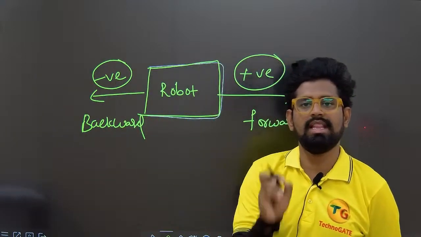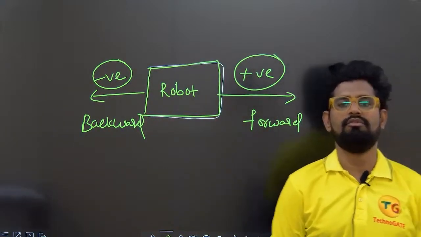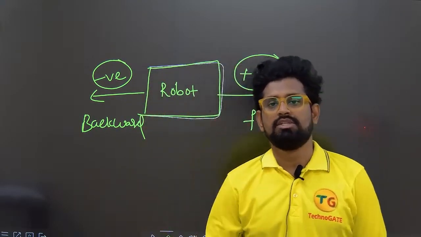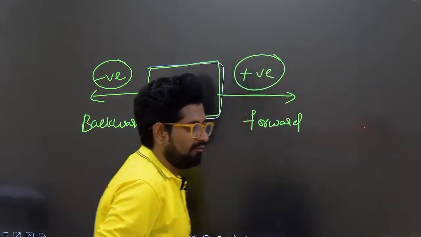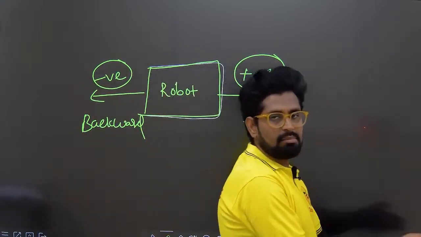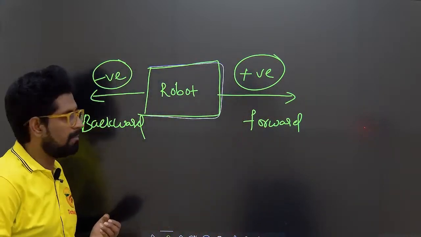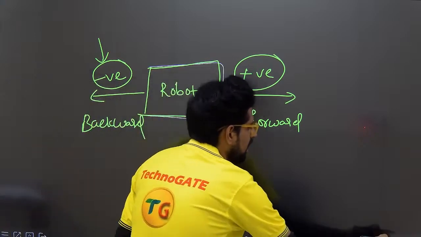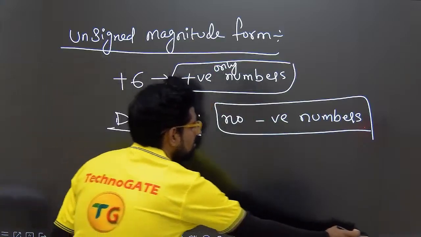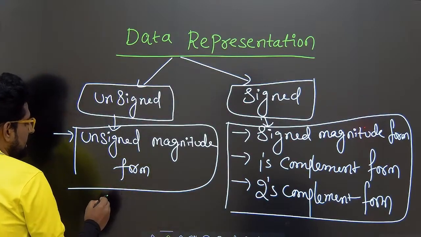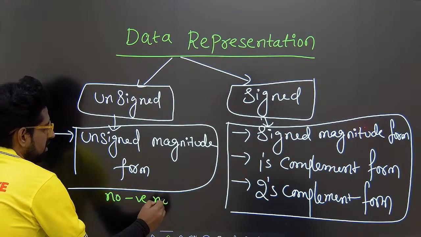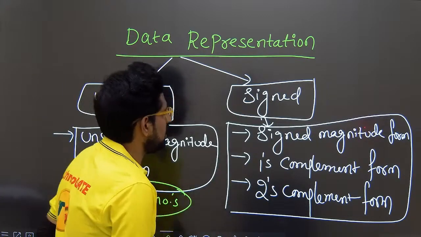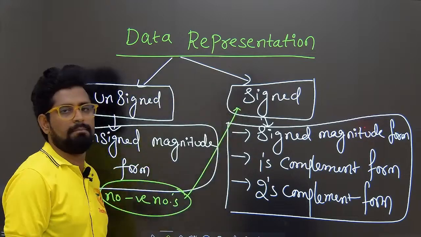As you can see, in the unsigned magnitude format we have only positive numbers. There are no negative numbers, so this is the drawback. The robot can always move forward, but the same robot can't come back. To come back, we need to use negative numbers, which is not possible in the unsigned magnitude form. So the drawback here is no negative numbers. To have negative numbers, we move to the signed form.